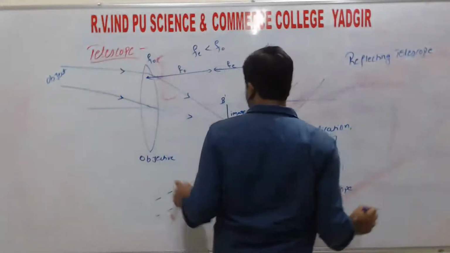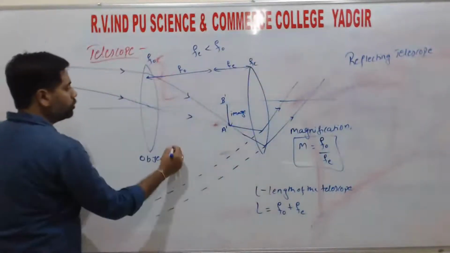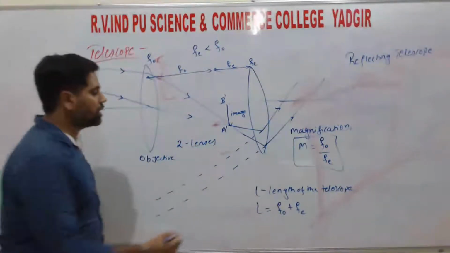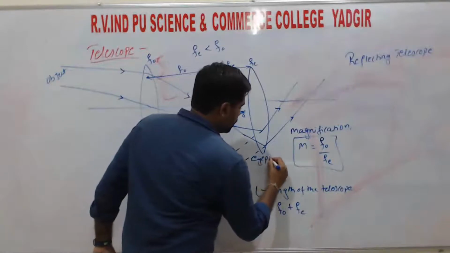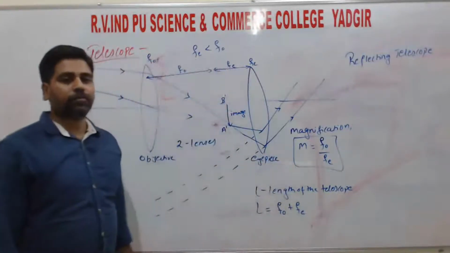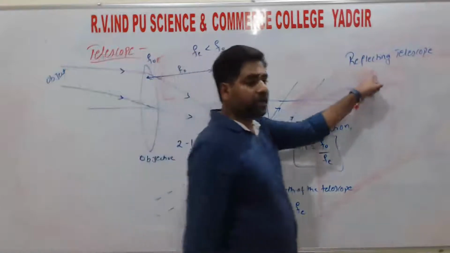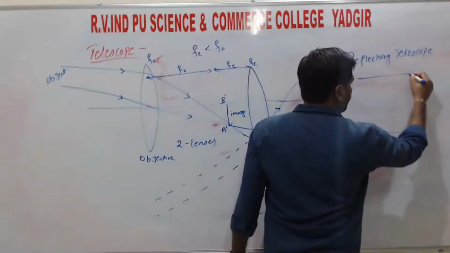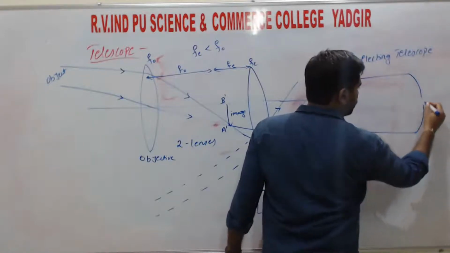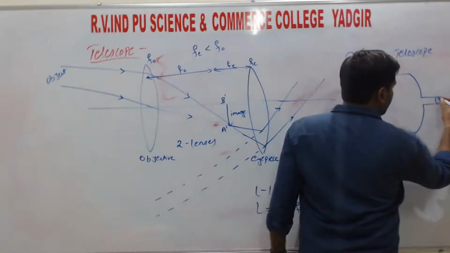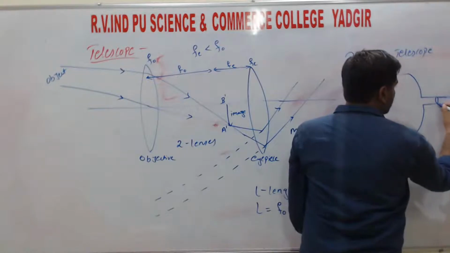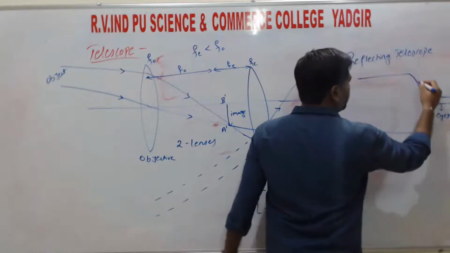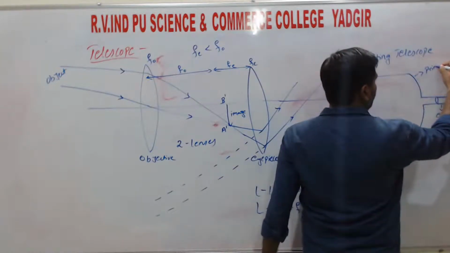So in this telescope we use two lenses. One is the objective lens and another one is the eyepiece, right? In a reflecting telescope we use two mirrors, that is, concave mirrors, right? So this one is the first mirror, or we call it the primary mirror, and here is the eyepiece.